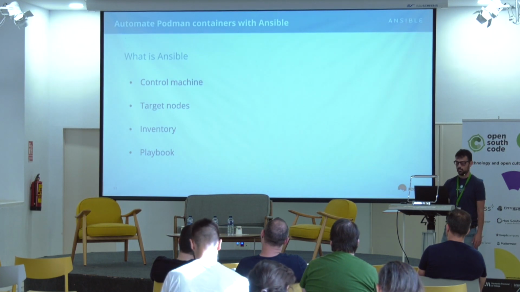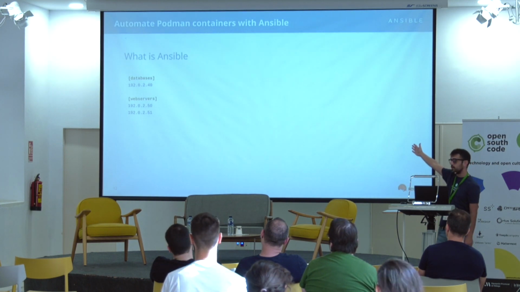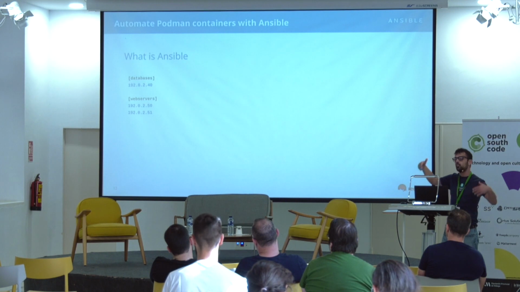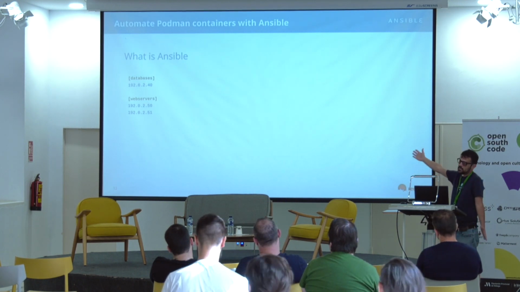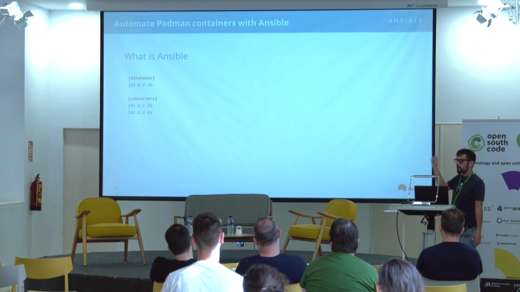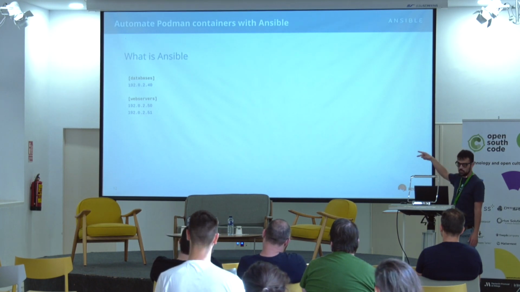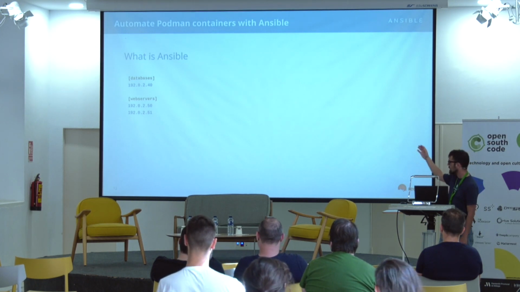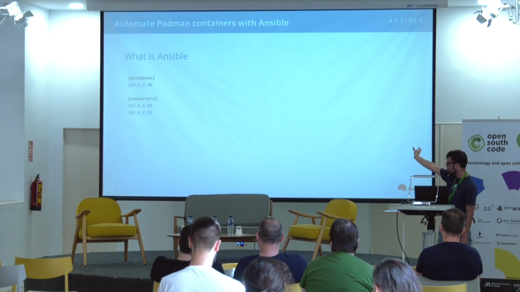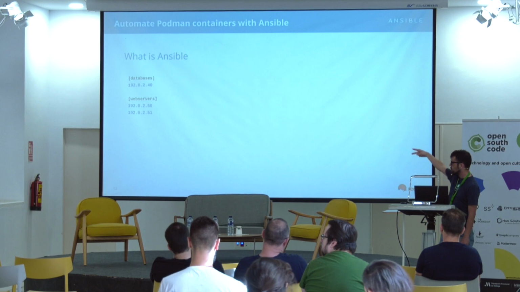Let's see an example. This is an inventory. As you can see, it's an INI format file. It's really simple. You can have groups of machines. It can be much more complicated than this, but this is maybe the simplest version. Here we have a databases group, which has that IP, and we have the web servers group, which has two machines. Later on with Ansible, we will be able to target the databases, and it will run the task against that IP, and if we run a playbook against web servers, it will run the task against those two machines.